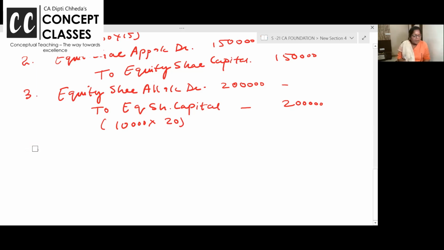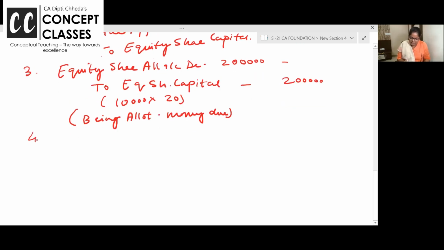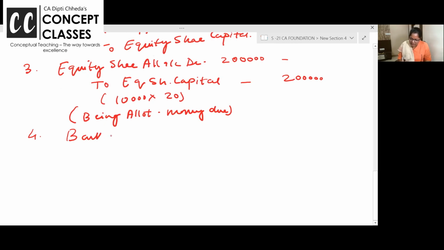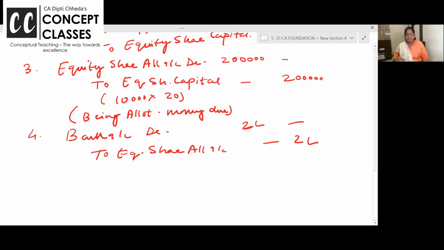This is the first problem. We should write the narration, it's better practice. Being allotment money due. Now, have you received the allotment? Answer is yes, fully received. So bank account debit to equity share allotment account, 2 lakh.